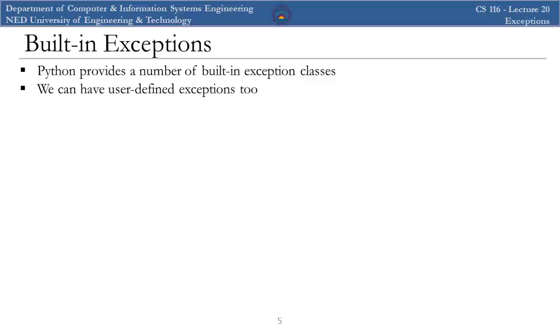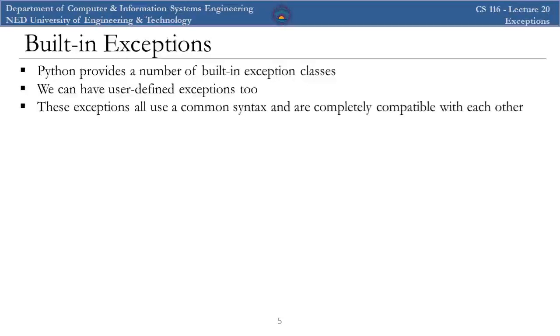So that means that there must be some built-in exceptions. We have some built-in exception classes. As I told you, exceptions are objects too, so there must be some classes behind them providing a blueprint for those objects. There are some built-in classes, and we can define our own classes too. Python provides a proper syntax for defining these exceptions so that all exceptions, user-defined as well as built-in exceptions, are compatible with each other.